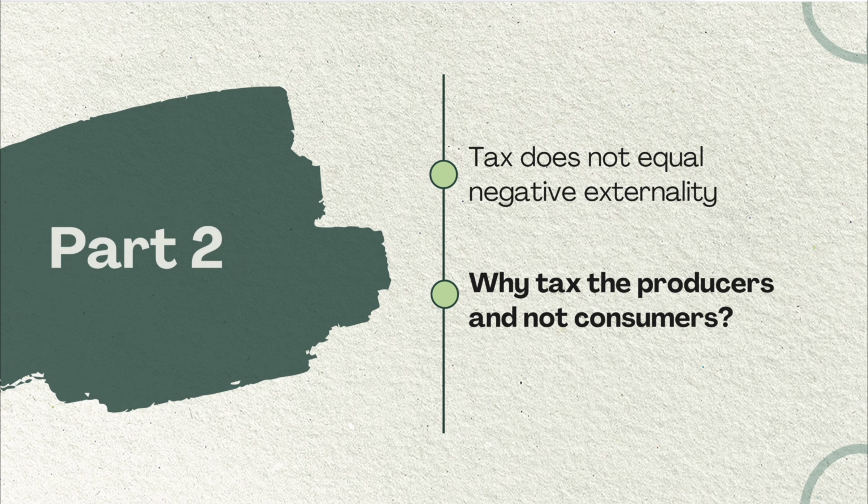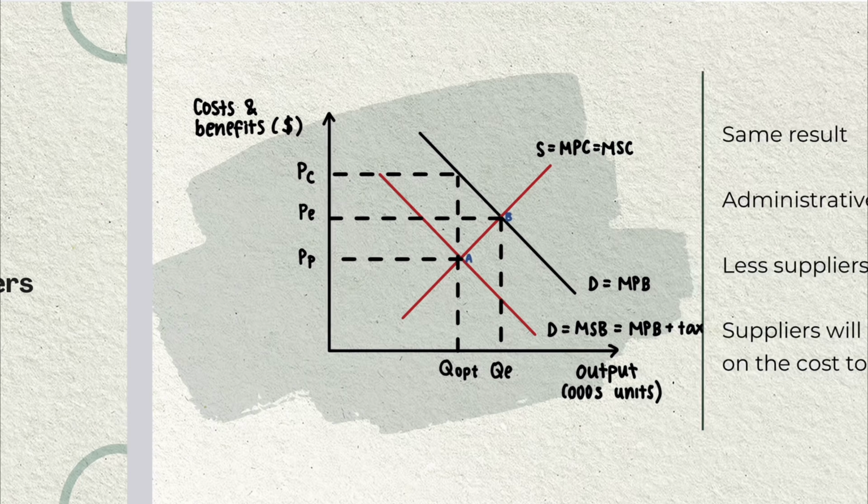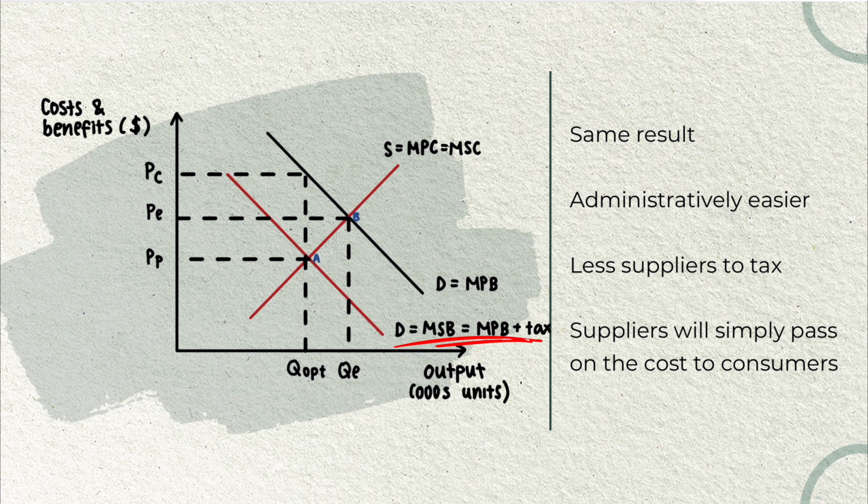Some people ask the question, why don't we tax the consumers instead of taxing the producers? It's significantly administratively easier as there are fewer suppliers to tax compared to consumers, as there are potentially millions, if not hundreds of millions of consumers that you have to individually tax. This makes no logical sense for any government as it consumes significant amounts of resources to do this. So taxing suppliers makes more sense, as suppliers will simply pass on the cost to the consumers.